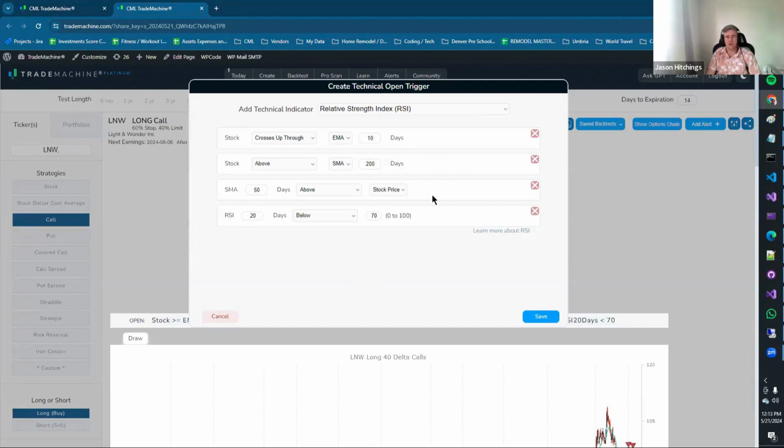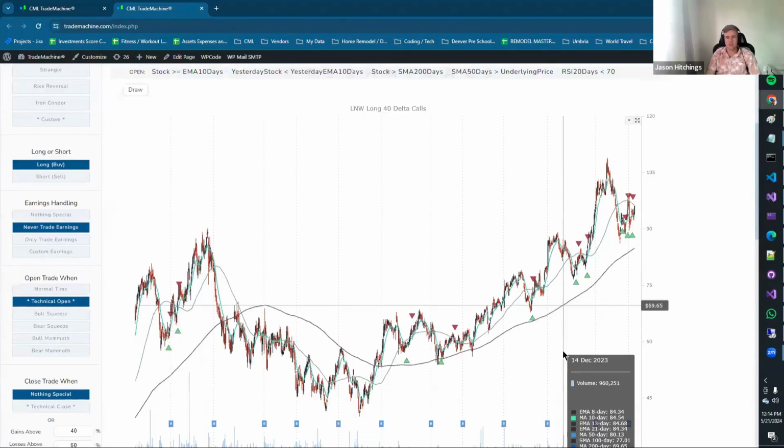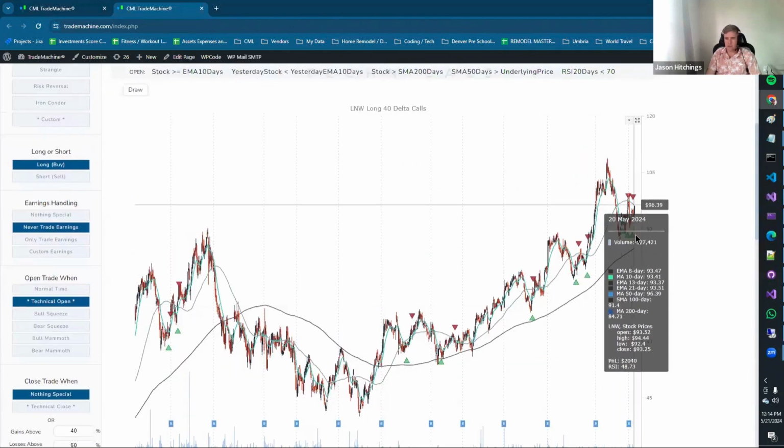So taken all together, what we have is the stock's not tumbling long term, but it is having a bad couple months. But recently it's popping. It just crossed up through the 10-day exponential moving average, and it's not overbought. So that's kind of the summary of the technical conditions here. And you can see that on the chart, that it's coming up right through.